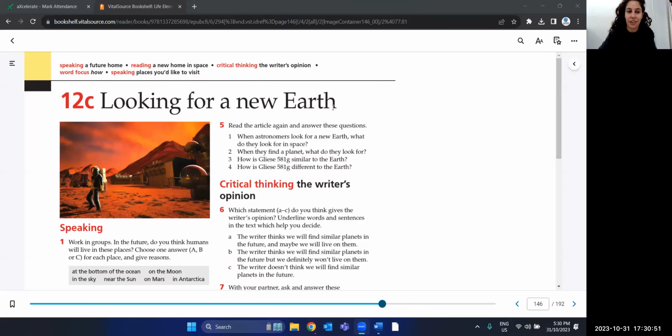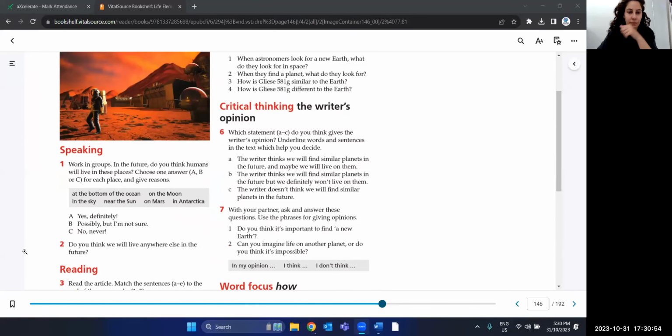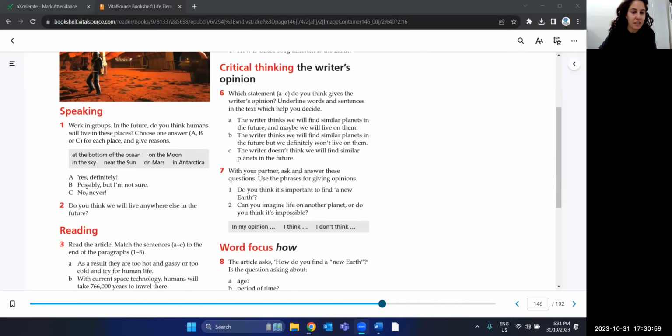So we are looking at 12C today, Looking for a New Earth. We're going to be reading an article together, practicing our pronunciation and talking about what we think in the future. So let's get into that. We'll do this together. We can see we've got some vocab here: at the bottom of the ocean, on the moon, in the sky, near the sun, on Mars, in Antarctica. They should be very easy words to understand.